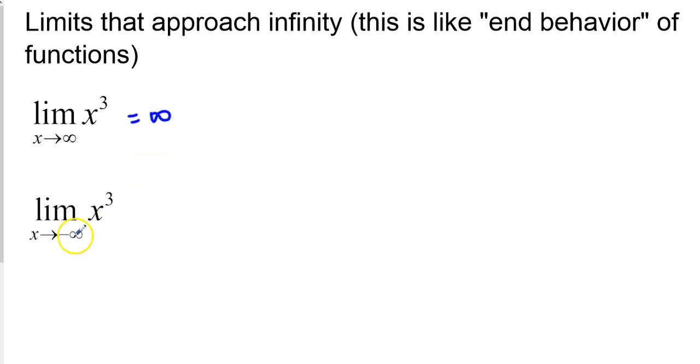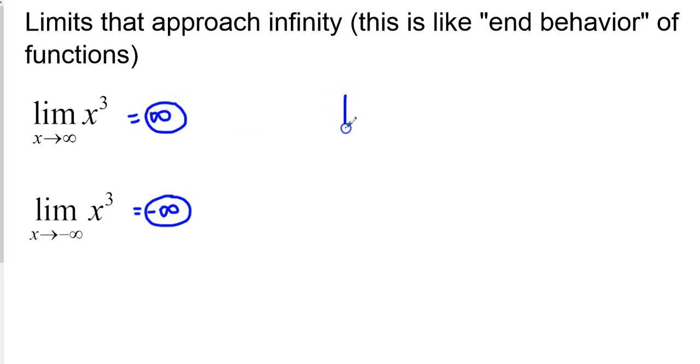And then if I were to sub in a really, really large negative number that approaches negative infinity, and then I cube it, what would that look like? Well, a negative cubed is always going to come out negative, right? So the bigger the negative, the bigger its absolute value, the closer it is to negative infinity. Let's think about what that looks like graphically.